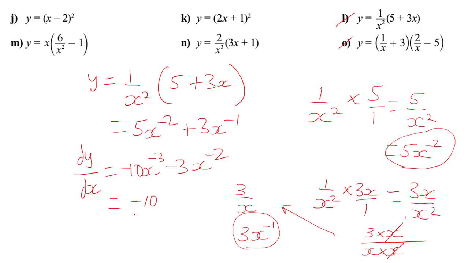You can also bring the x down to the bottom, and the power just becomes positive. So this negative 3 becomes positive, and this x with the power minus 2 becomes positive as well at the bottom. So that is the answer to that.